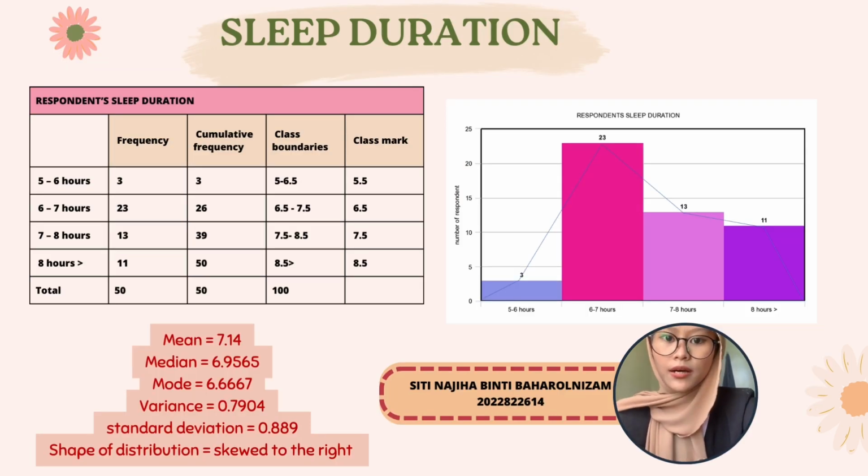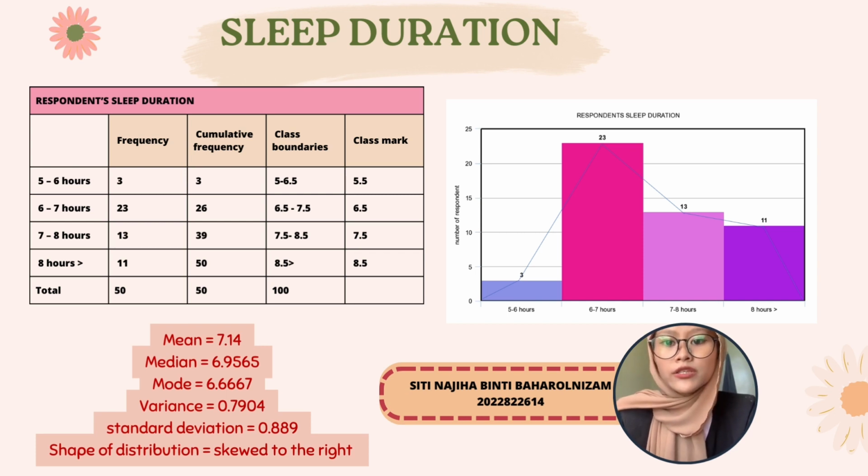Alright, I would like to talk about respondents' sleep duration. As you can see here, this is the number of hours respondents sleep on a daily basis. 3 of them sleep 5 to 6 hours per day, and the majority, as we can see, 23 in total, sleep 6 to 7 hours per day. 13 of them sleep 7 to 8 hours per day, and the remaining 11 sleep 8 hours and above.